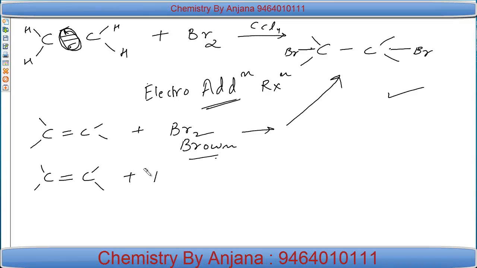But if I am not taking a symmetrical case, rather I am taking an unsymmetrical case where HBr means one hydrogen and one bromine are bonded together, this is an unsymmetrical reagent. If we consider this bond to be cleaved, it will produce an electrophile and a nucleophile which are different from each other. That's why it is an unsymmetrical reagent.